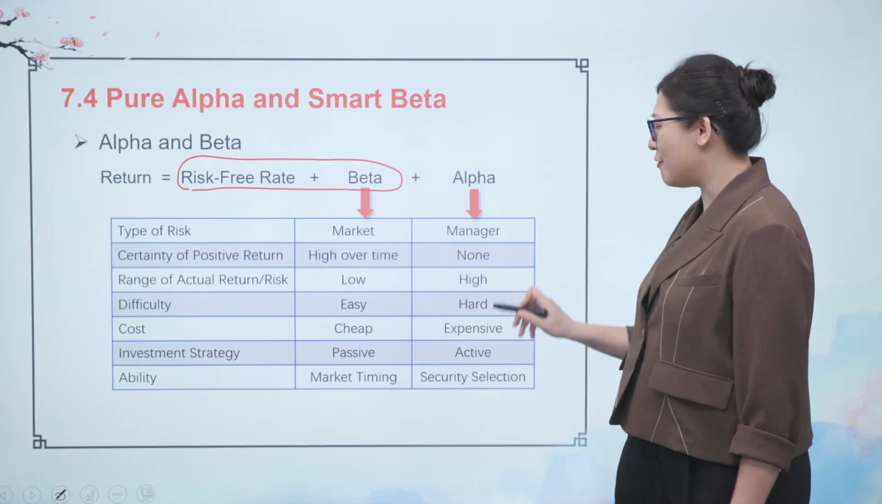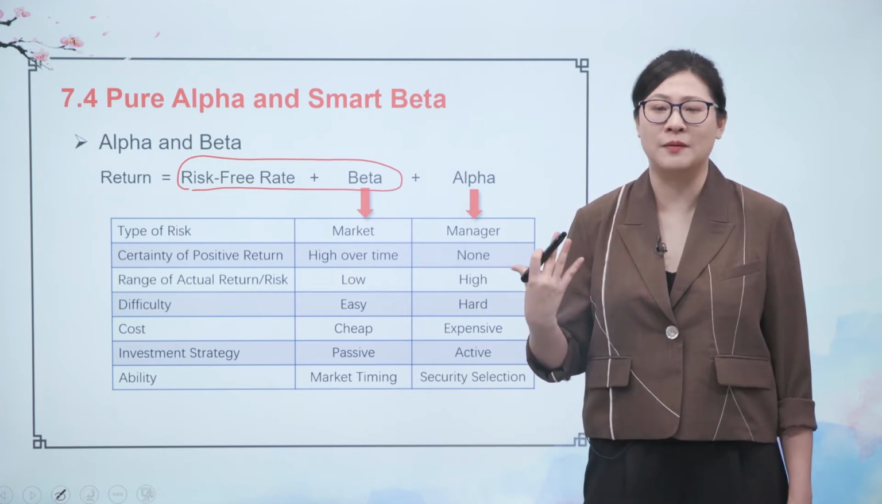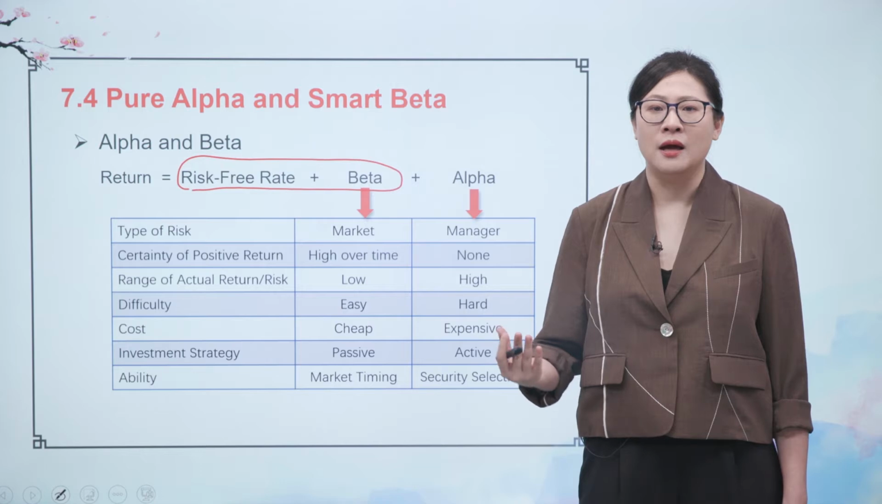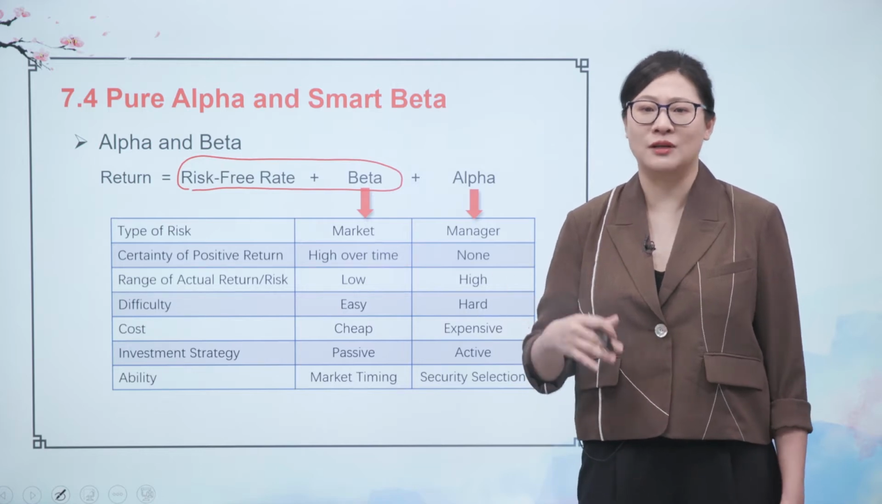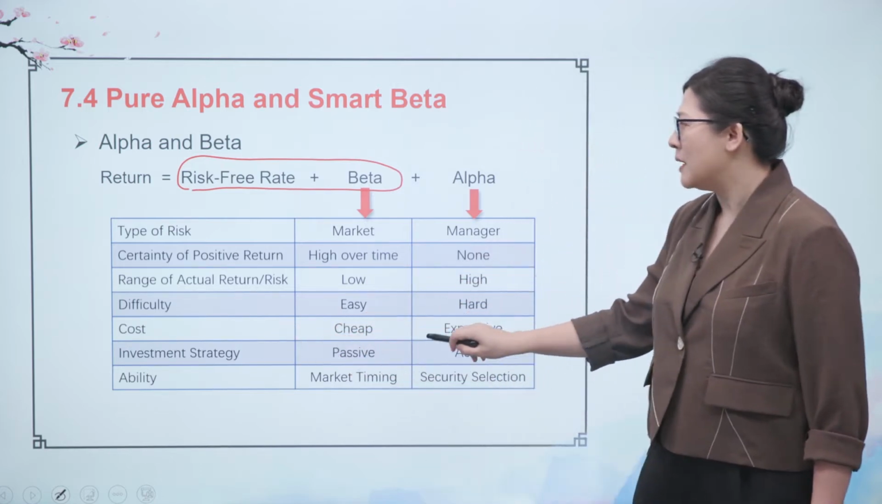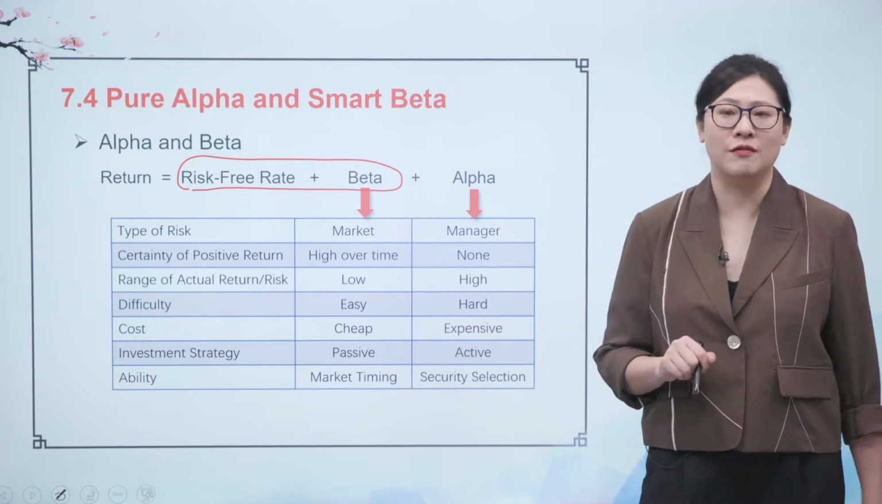And for the alpha part, it is expensive, especially for some mutual funds. They frequently buy or sell stocks. And for the investment strategy, beta is passive, but alpha is active investment.